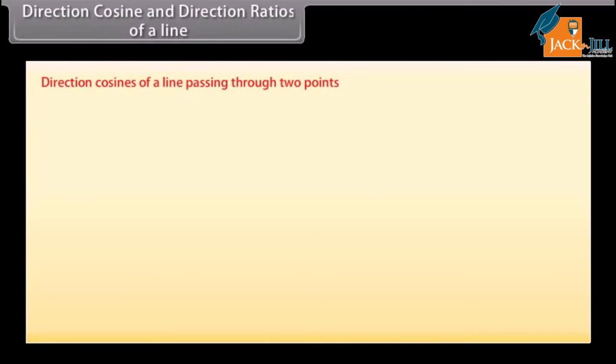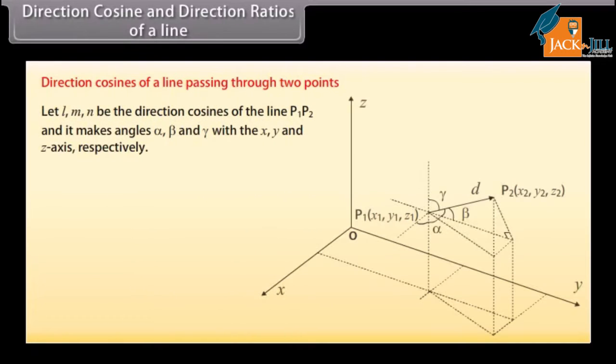Direction cosine and direction ratios of a line. Direction cosines of a line passing through 2 points. Let L, M, N be the direction cosines of the line P1P2, and it makes angles alpha, beta, and gamma with the x, y, and z axis respectively.